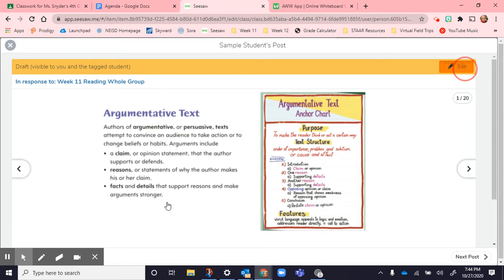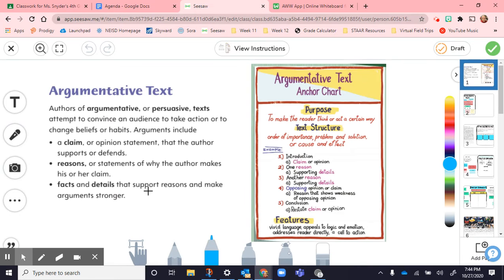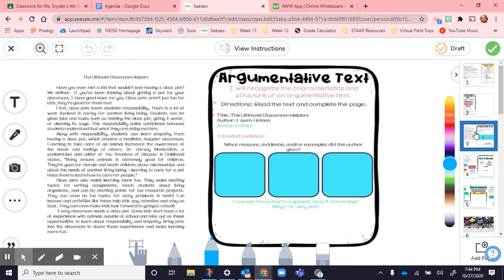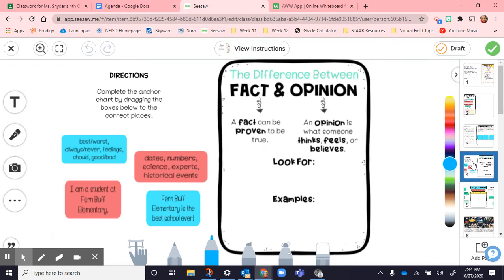All right, so we were talking about argumentative or persuasive text. When we talk about this, it's text that's trying to change your belief or your habit. It's wanting you to take some kind of action. We talked about the structure. We worked on these couple pages yesterday, so these should be filled in. Today we are talking about fact and opinion.